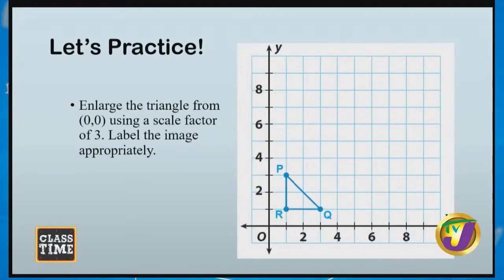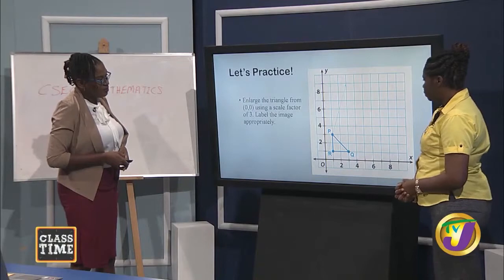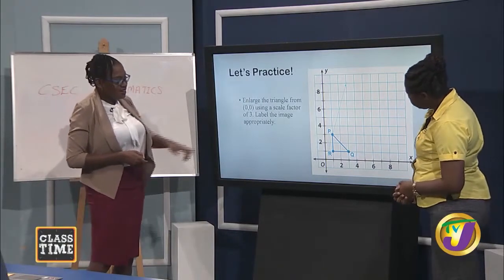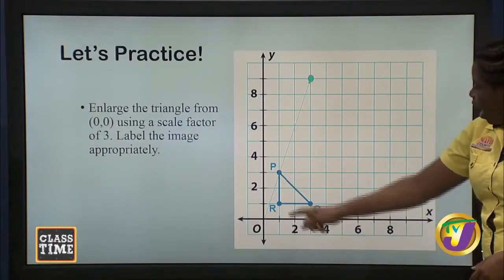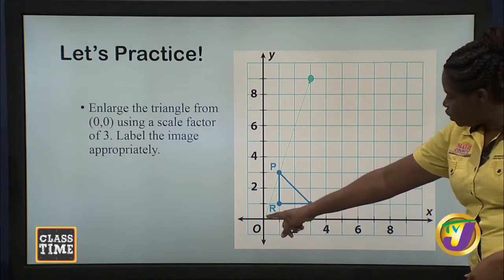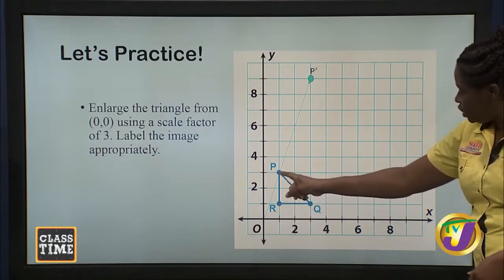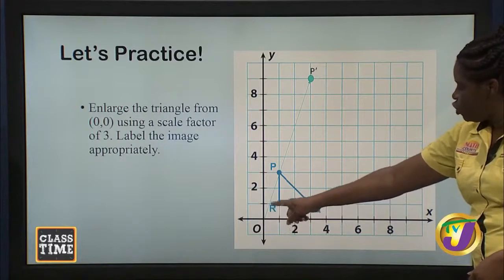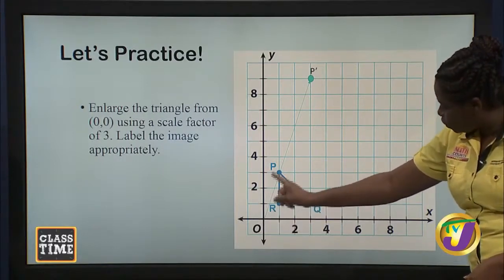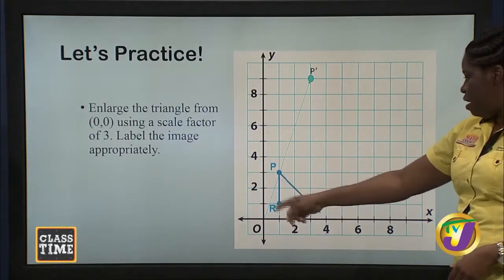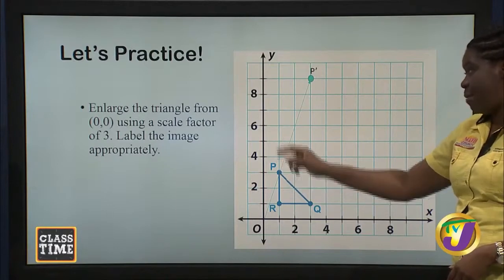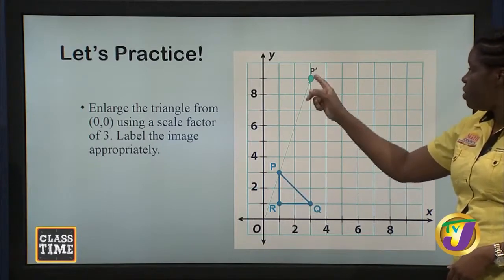So how do we go about enlarging the shape starting with P? Let's start by putting in our center of enlargement. So our center of enlargement is at the origin, 0, 0, and we are looking at point P. And notice that the distance from the origin to point P is 3 units. Using my scale factor, I multiply the length of the distance from center to point P by my scale factor 3. So that would give me 9.